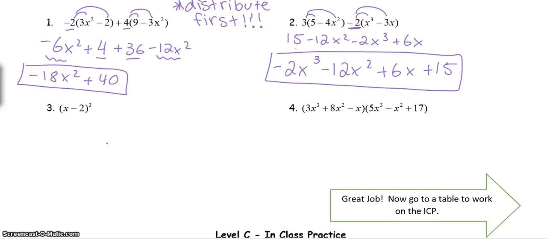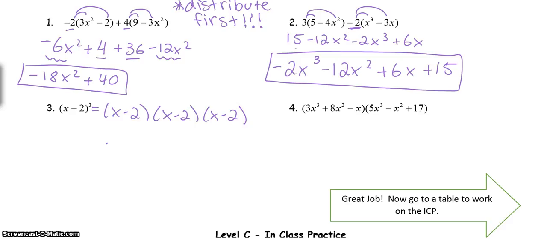Alright, now on to some multiplication problems. So with number 3, we've got a binomial being cubed to the third power. So in the last level, we had binomials squared to the second power. So here, before we rewrote it as the parentheses times itself twice. Now since it's to the third power, we're going to write it 3 times. So x minus 2 times x minus 2 times x minus 2.